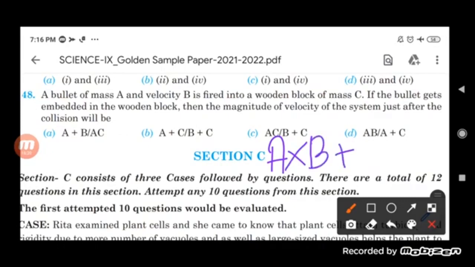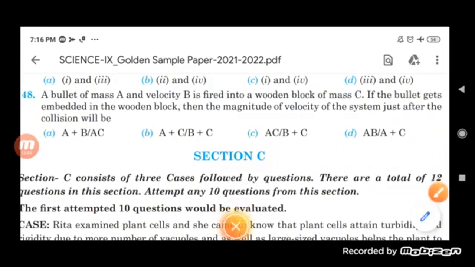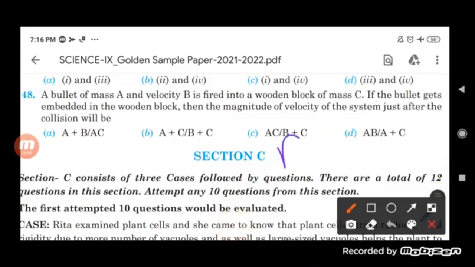Now what will be the total momentum of the wooden block here, students? The wooden block is not moving at all, but it has a mass, and the mass of the wooden block will be C, but it is not moving, so its velocity will be 0. Let us find out the total momentum before collision. Obviously C into 0 will be 0. So the total momentum before collision will be equal to A into B. Now this will be equal to the final momentum.